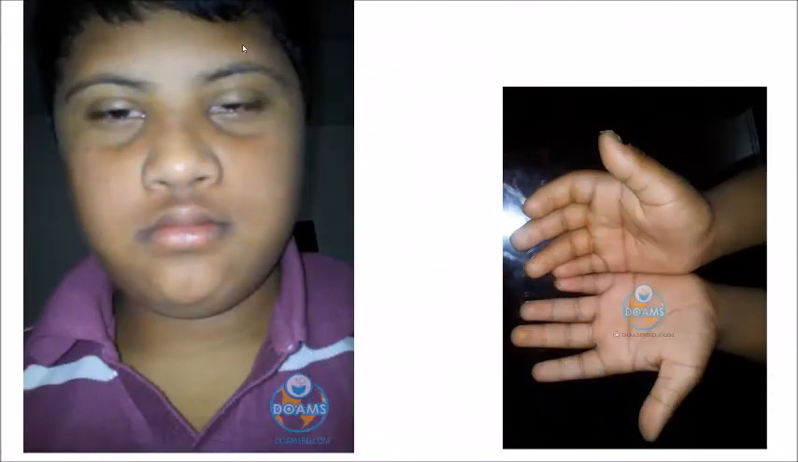A baby having a congenital disease from childhood, look at the face and look at the hand. What could be the diagnosis? Down syndrome. Doctor, why are you saying Down? One line. What is the name of this line? Simian crease. And in the face, doctor, what are you getting in the face? Down picture.